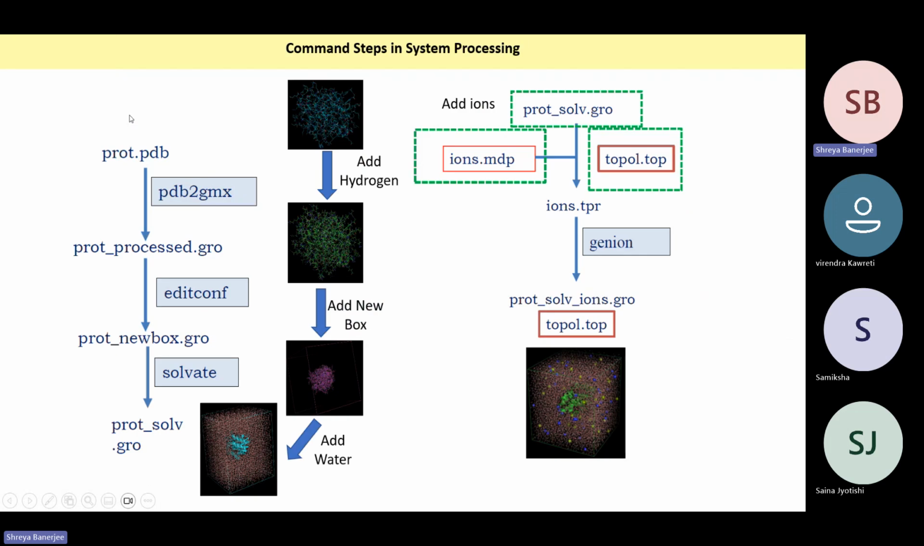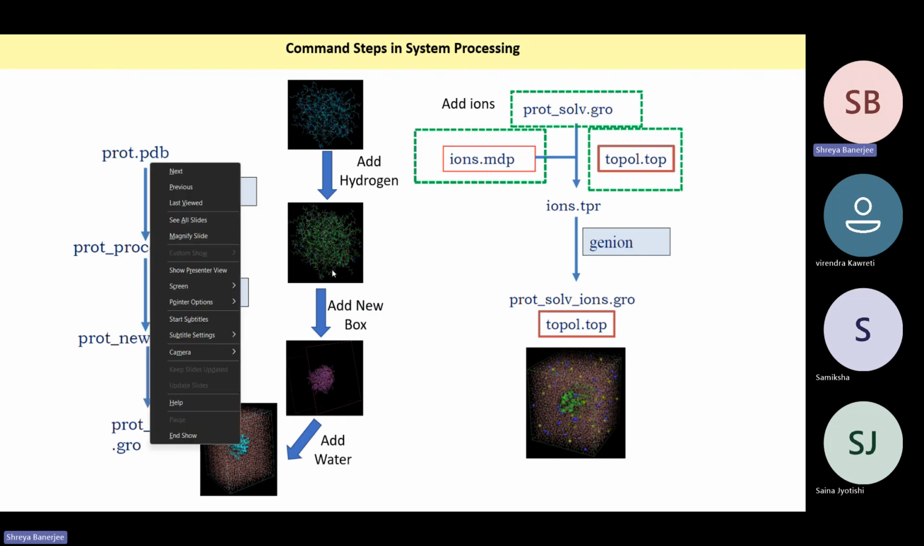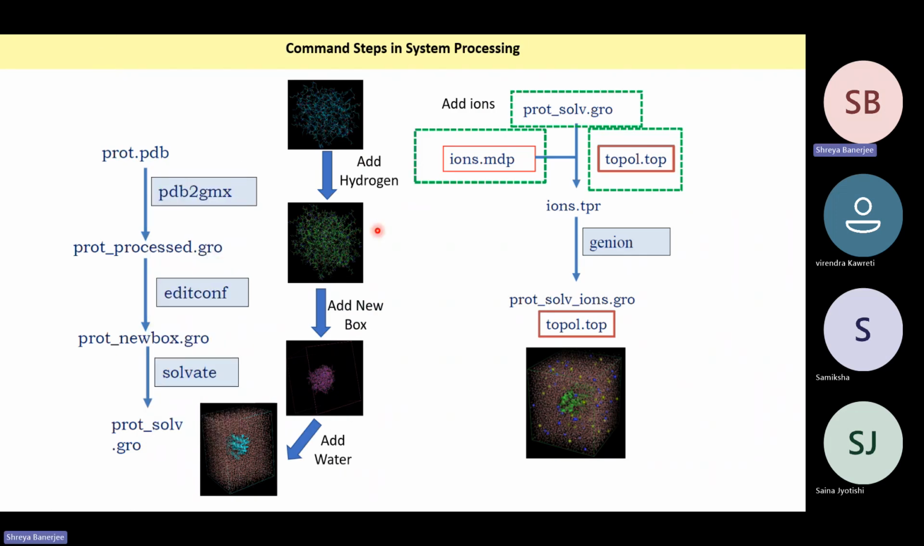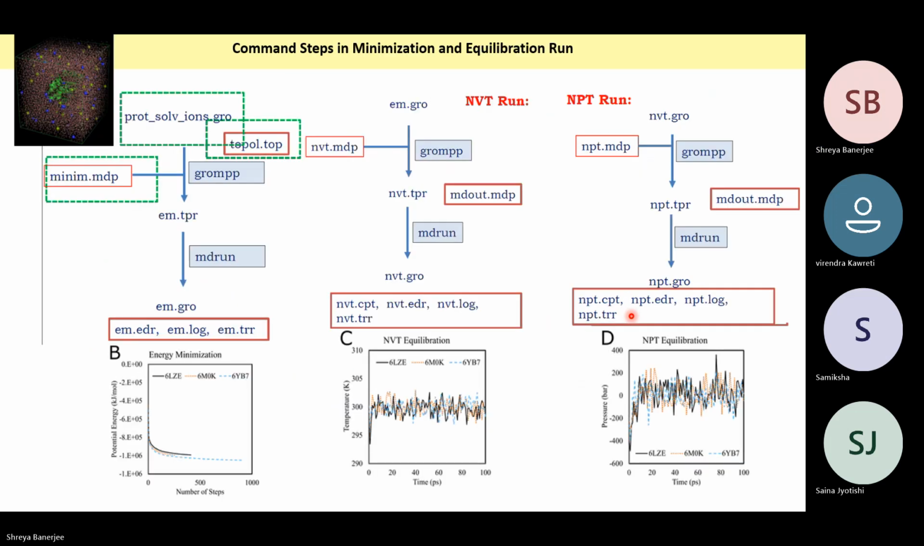From the .pdb, the .gro is generated after doing all this, which is the GROMACS input file for the GROMACS software, that is the molecular dynamics software. Next, different commands are given for the molecular dynamics simulations. MD run is the final command to do the molecular dynamics simulation, and you will get a graph like this.